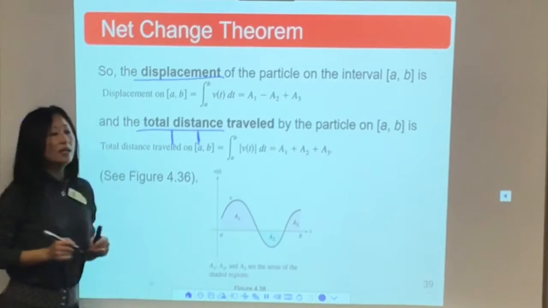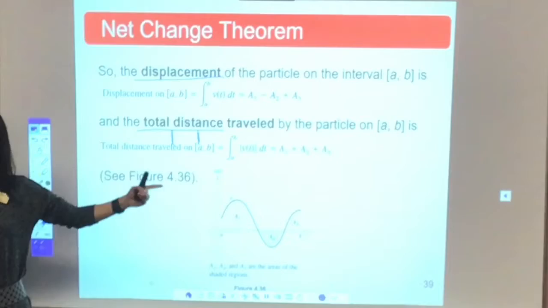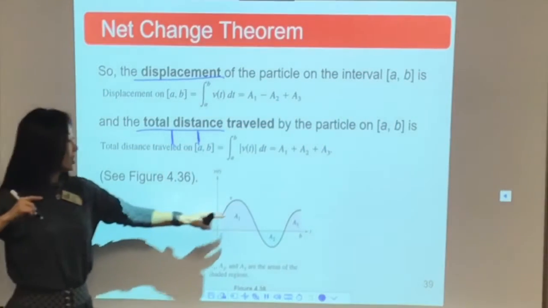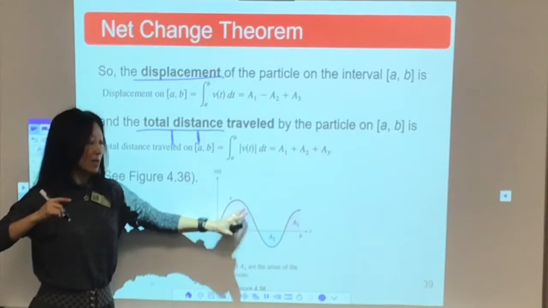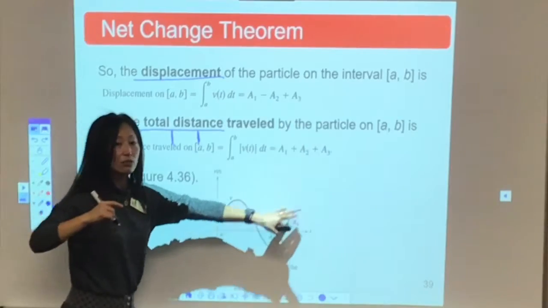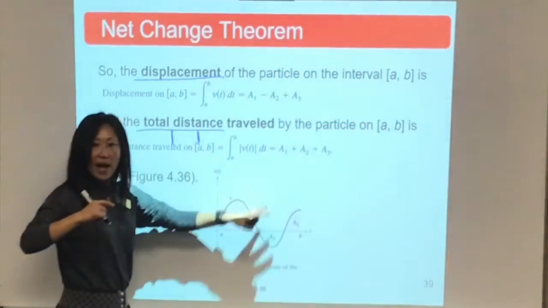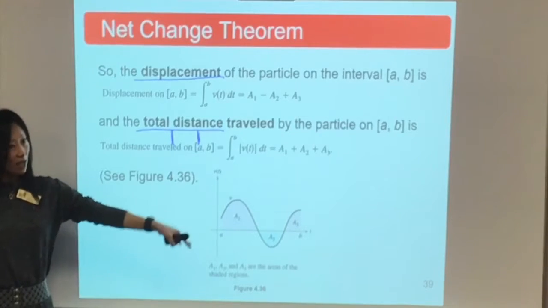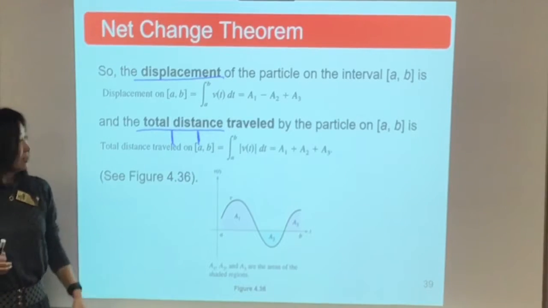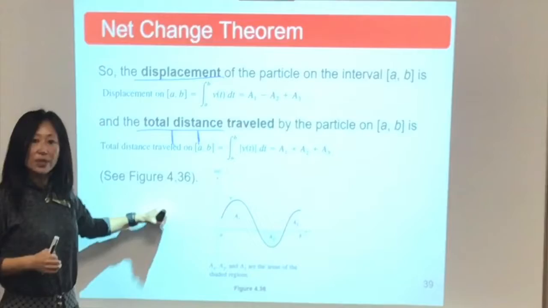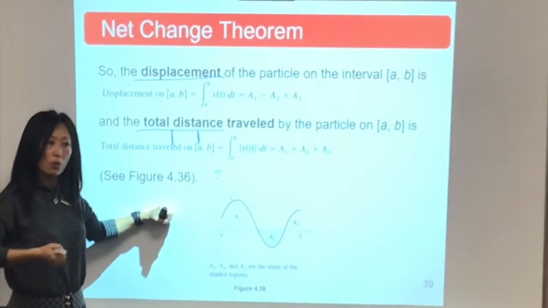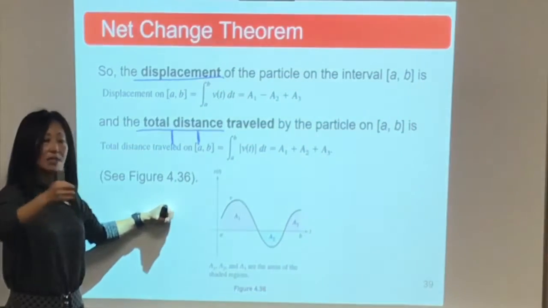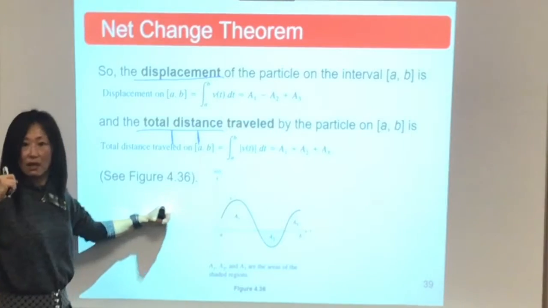Displacement means it matters which way you're going. It shows your direction. So you can think of this as moving right, this as moving left, and this as moving right. Positive means right direction. Negative means left direction. So do you see the difference? This is a good picture. So think about this picture when you do your homework problem, and why displacement is different from total distance.